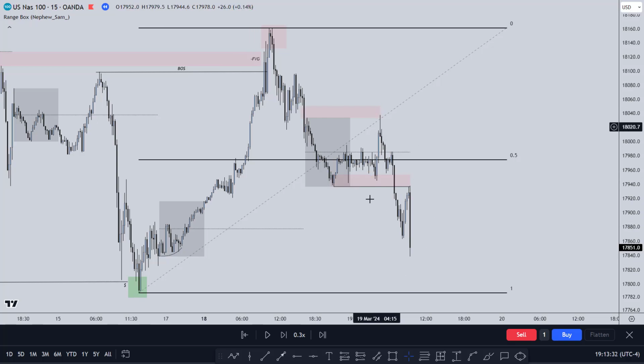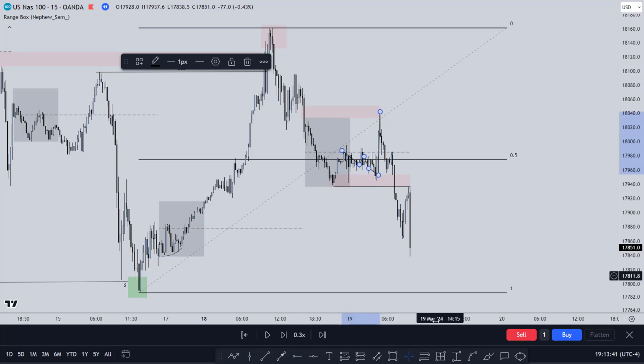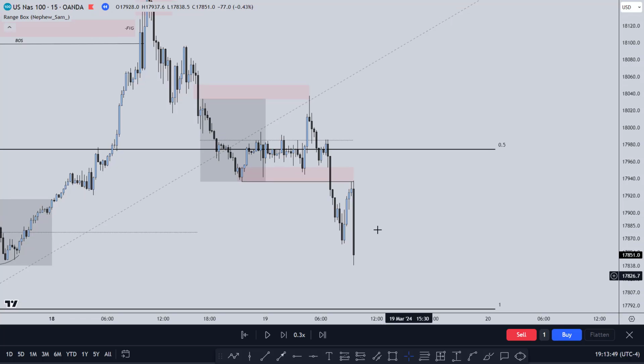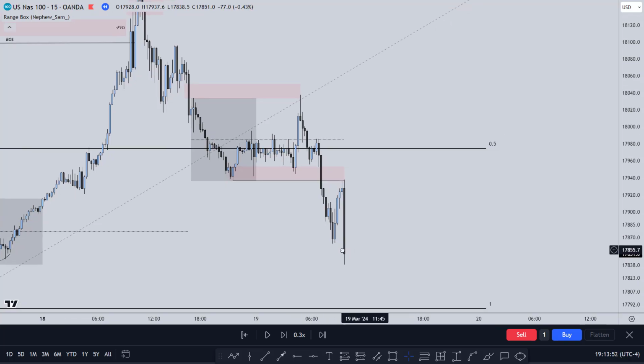So as you can see during London, price was just moving around, and then price did the manipulation, pushed price higher to fill in this fair value gap, to then push us down to come in discount zone. And then we just wait for price to show us more price action.